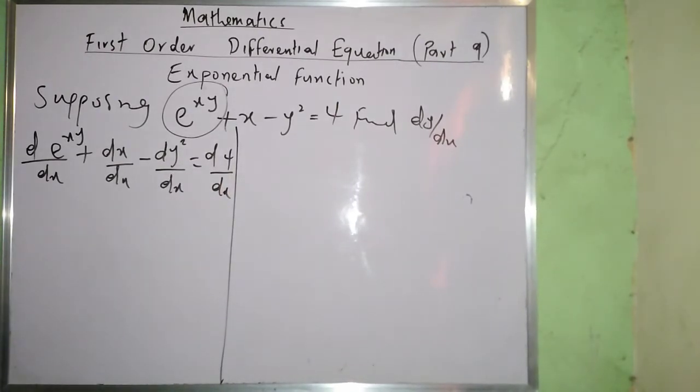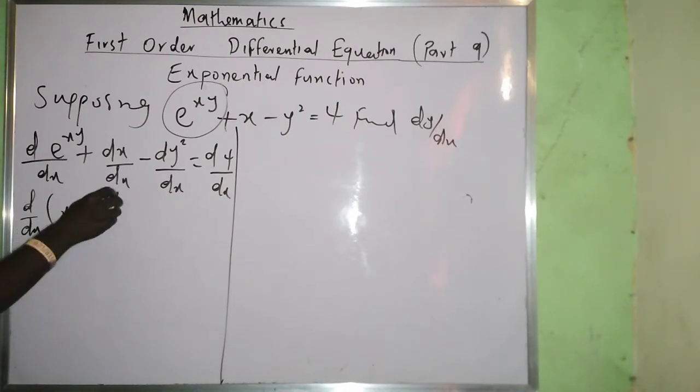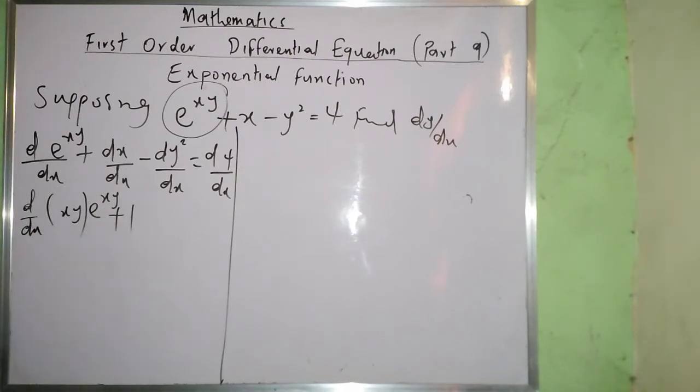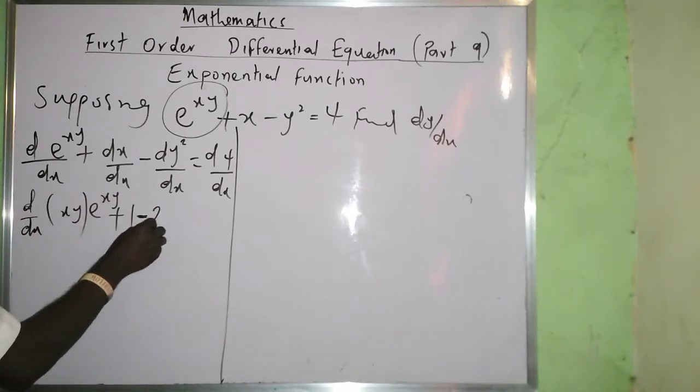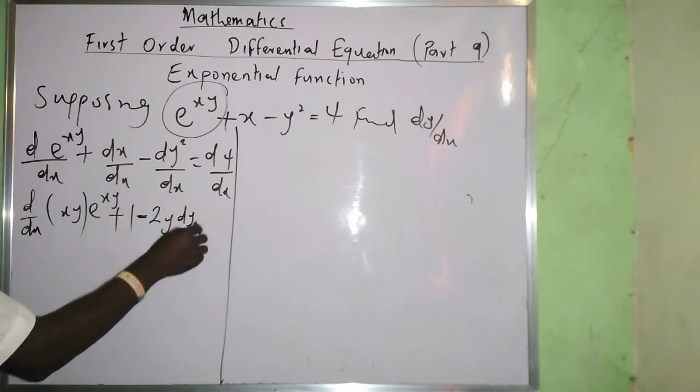Now, I'm just applying the rules behind differentiation. Since I'm having this, if I differentiate e to the power something, the power will come down on the exponential. I think you can watch our video on differential calculus, where the exponential function is covered. Now, this will come down. I'll be having d of e to the power xy, in bracket xy. Now I close my bracket like this. Now plus, this one will become 1, this one will become minus 2y dy over dx, equals what?